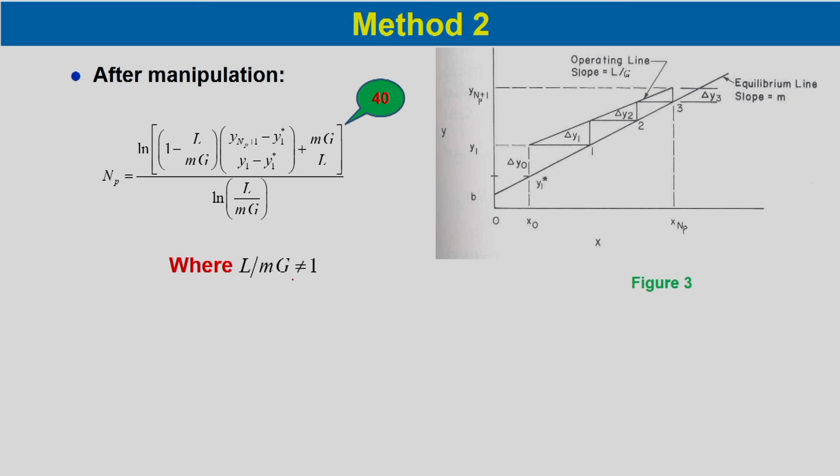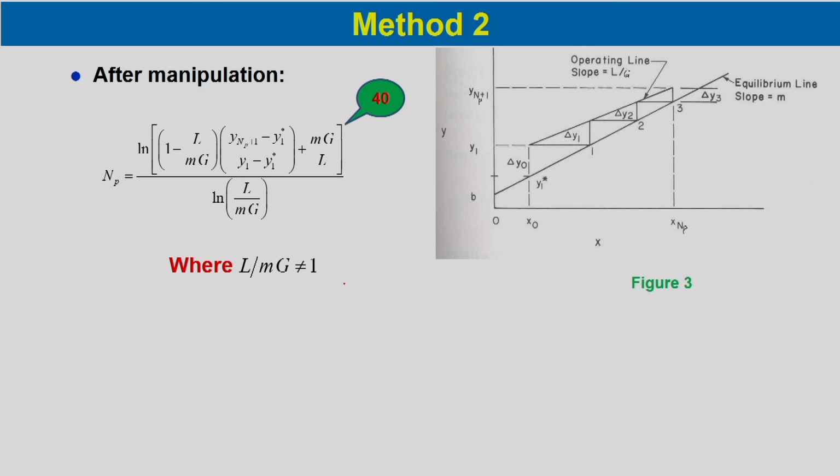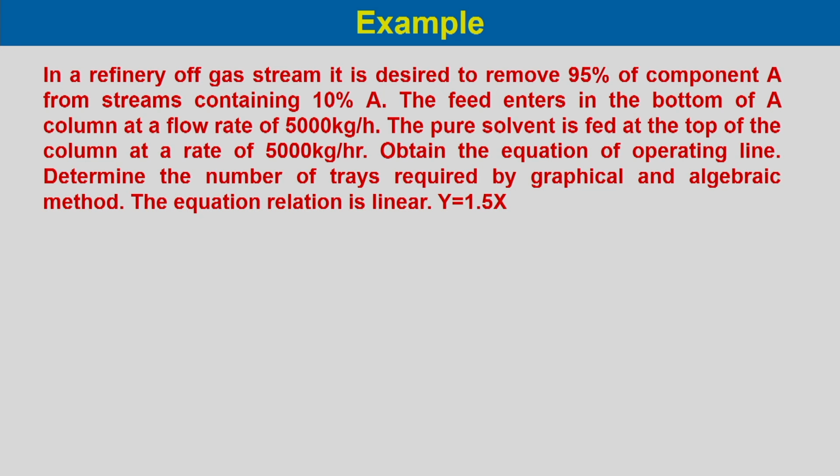Now, L by mG, which is the absorption factor, is not equal to 1 in this case. So, this is a variable absorption factor where L by mG is not equal to 1. In this case we can obtain this equation. Now, let us take an example of how to calculate the number of stages analytically using the Kremser equation.